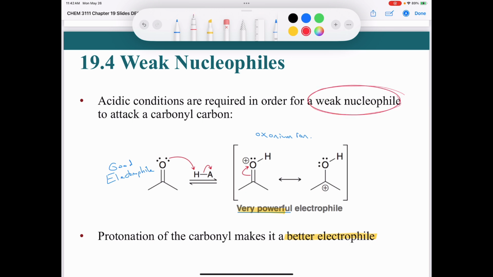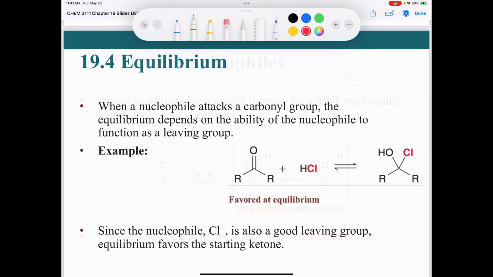What kind of weak nucleophiles? Things like water. Water's a weak nucleophile. What about an alcohol? Alcohols are also weak nucleophiles. Now, when a nucleophile attacks a carbonyl group, whether it lies to the side of the tetrahedral compound here, or the carbonyl compound, that's going to depend on the ability of the nucleophile to act as a leaving group.